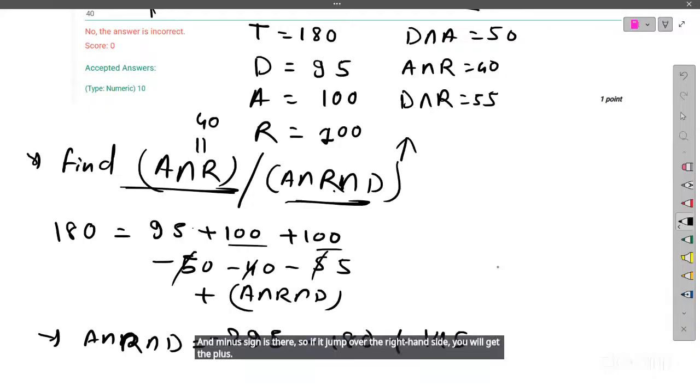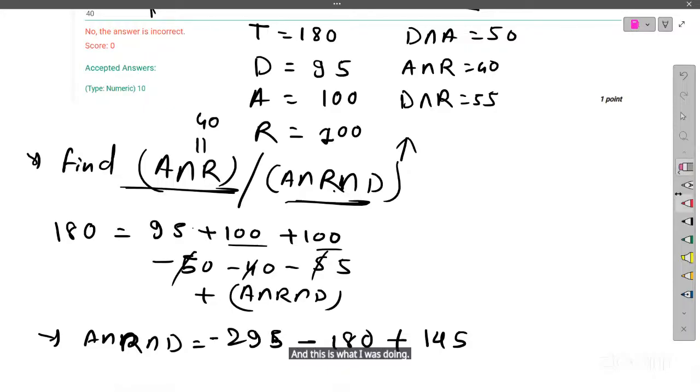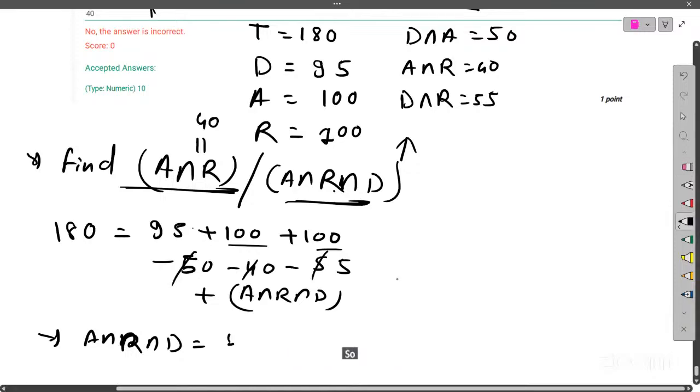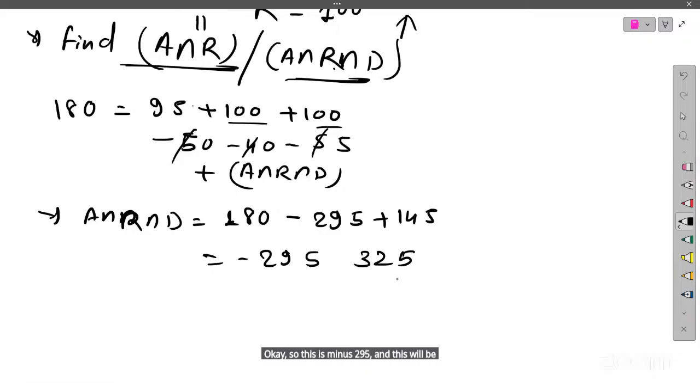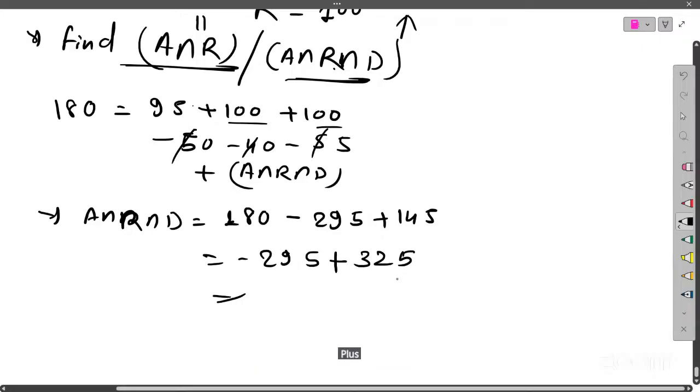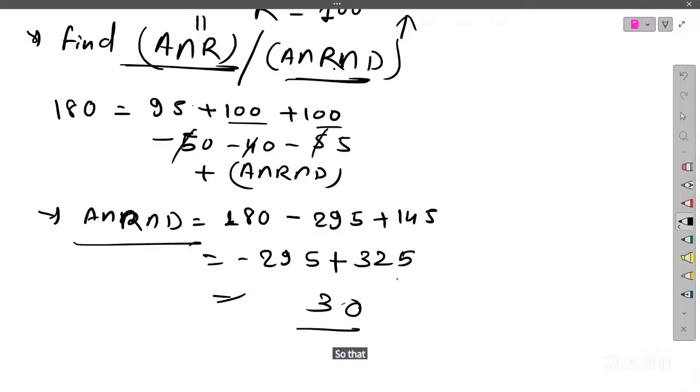So it's simply 180 minus 295 plus 145. Okay, so this is minus 295 and this will be plus 325, right? So 325 minus 295 will be 30. So the whole intersection is 30.